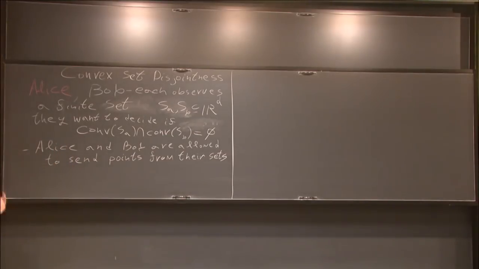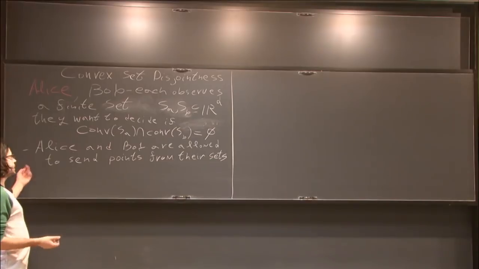Okay, and obviously they can decide on a communication protocol in advance. So they decide, I'll send you this point, and then you'll send me this point, and so on. And eventually the protocol needs to output yes or no. But they are not allowed to send just normal bits also.